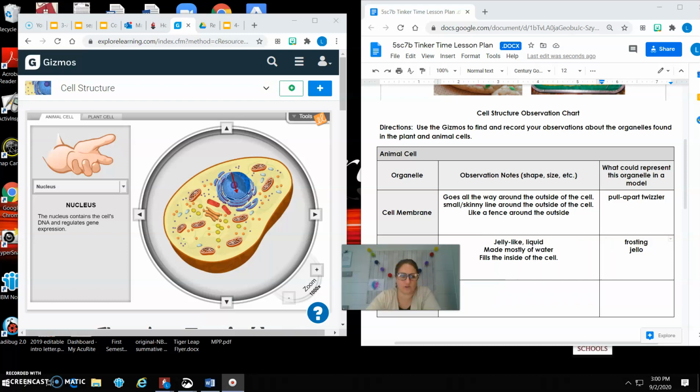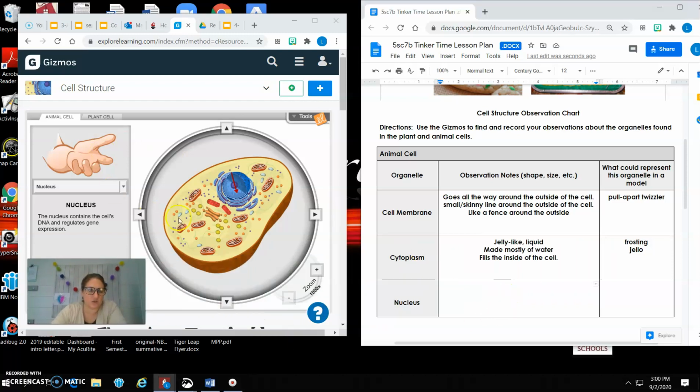Alright, next I'm going to look at the nucleus. So the nucleus, it looks like it's pointing to this blue sphere ball shape, okay? And that it's in the middle. I notice it's in the middle of the cell, in the middle of all this cytoplasm. Now again, the blue color is just so that we can tell what shape the nucleus is. It also says the nucleus contains the cell's DNA and regulates its gene expression. Okay, well today I'm just focused on what does this nucleus look like?